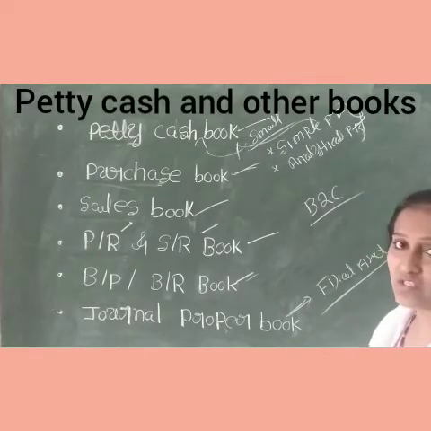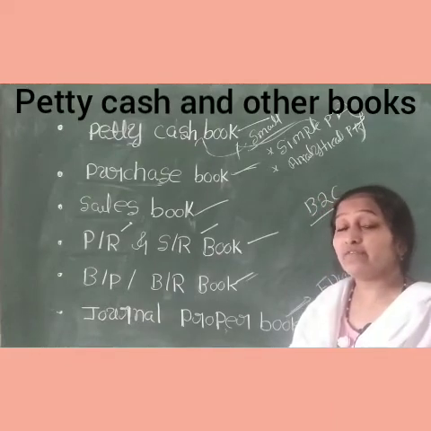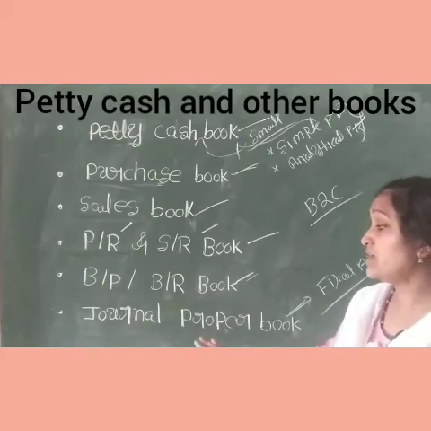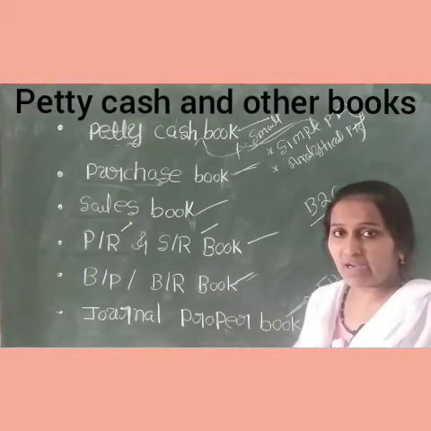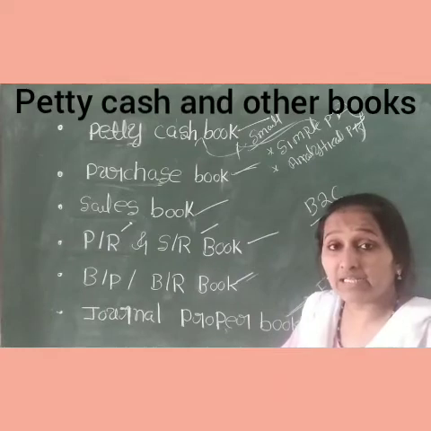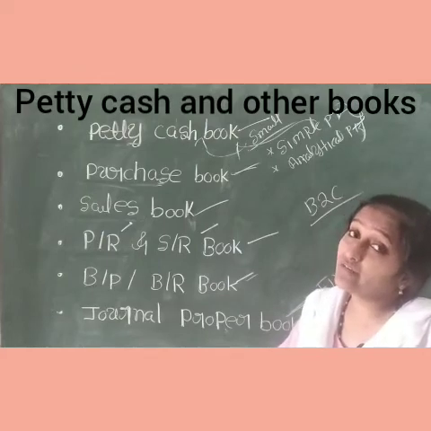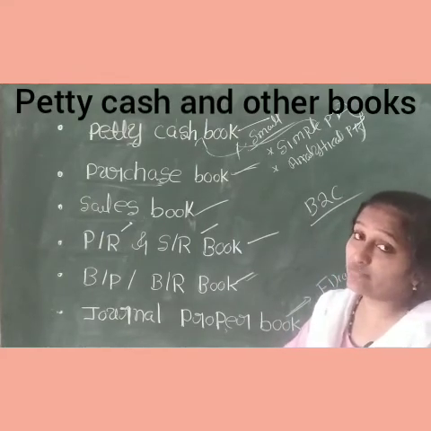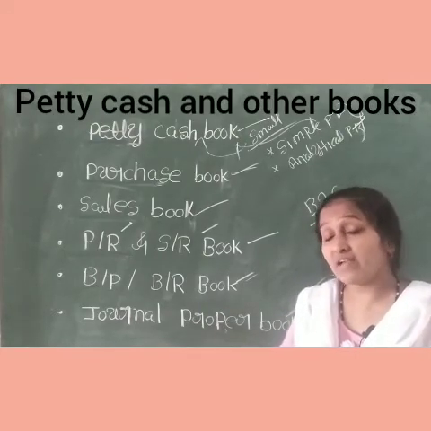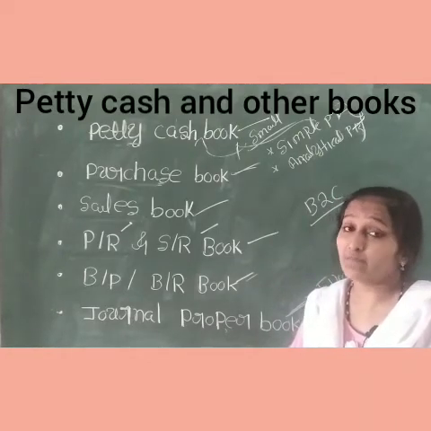If any fixed asset, such as land, building, or furniture which we use for a long period, is purchased on the basis of credit, all those transactions we are supposed to enter in the journal proper book. Keep it in your mind and remember and follow it. So the journal proper book is maintained to enter transactions which occur on the basis of credit and are related to fixed assets. Examples of fixed assets are land, building, furniture, plant and all other things which we use for a long period. So remember all these things.